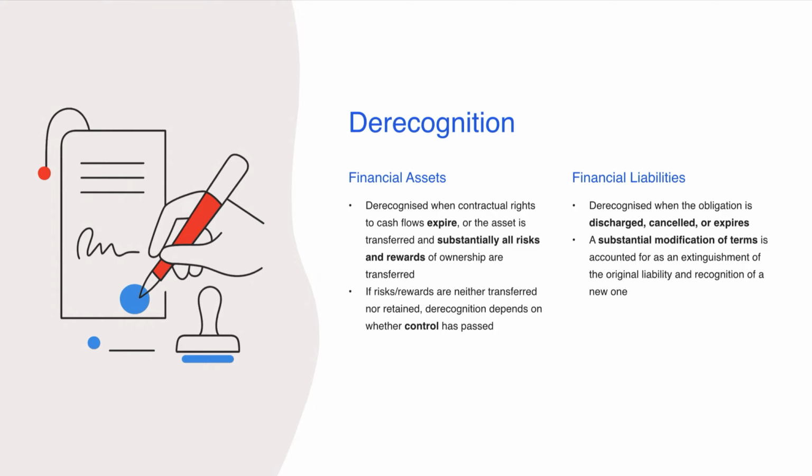Financial liabilities work differently. A financial liability is derecognized when the obligation is discharged, cancelled, or expires. And there is another important exam point. If the terms of a financial liability are substantially modified, the original liability is treated as extinguished and a new liability is recognized. So don't simply ask, has the contract changed? Ask, has the modification been substantial?